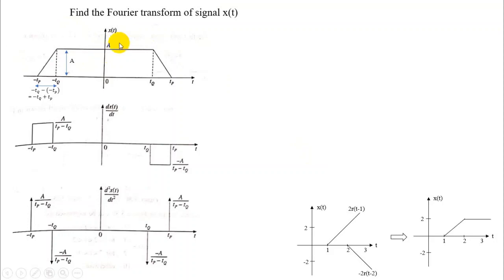So basically this portion is the ramp. This is the unit step, and this is another ramp. In the first step we need to take the derivative two times. So if this is the given x(t), we need to perform the first derivative, and after that this portion would be transformed like that.